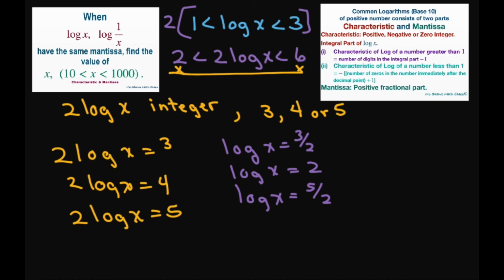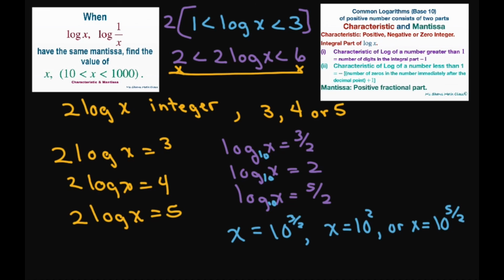Now solving for x, we're just going to use our exponent property. All of these are base 10, so I can write x equals 10 to the power of 3/2, or x equals 10 squared, or x equals 10 to the power of 5 halves.